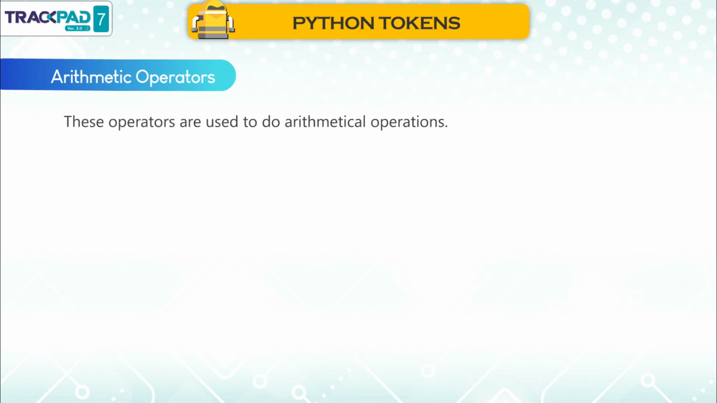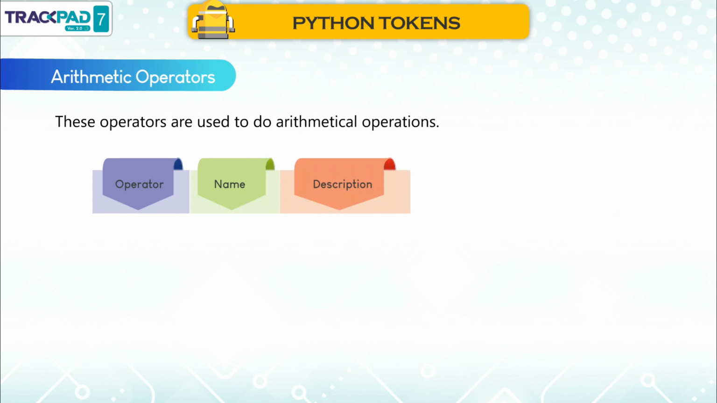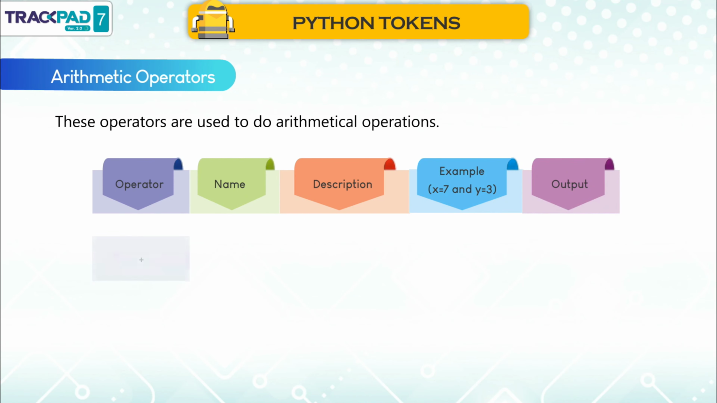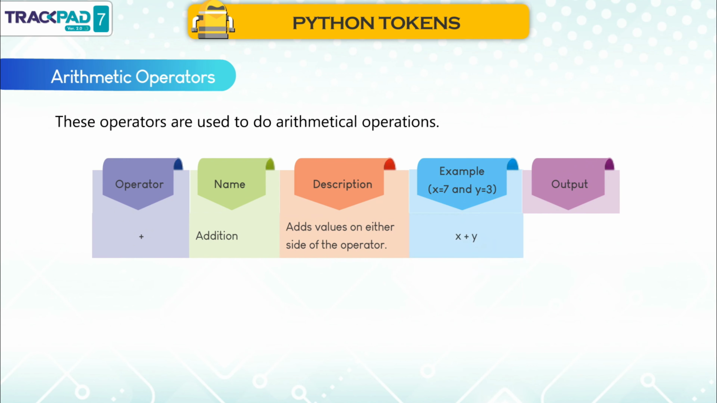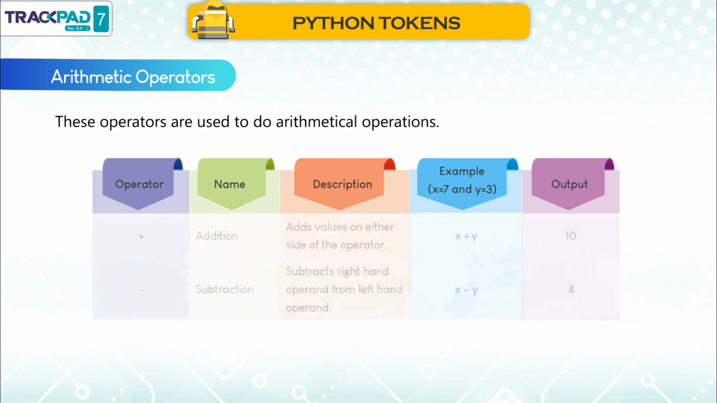Arithmetic operators. These operators are used to do arithmetical operations. The table shows the operator with name, description, example when x equals 7 and y equals 3, and output. Plus, addition, adds values on either side of the operator: x + y equals 10. Minus, subtraction, subtracts the right-hand operand from the left-hand operand: x - y equals 4.